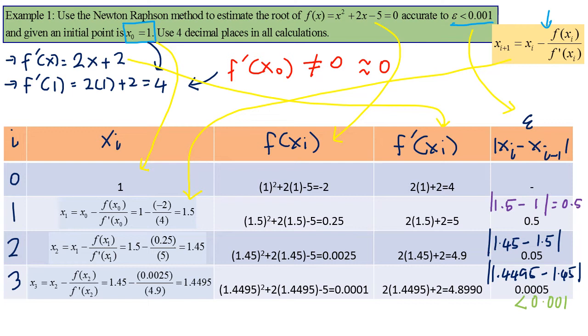So now you can stop your calculation because the epsilon value is already less than 0.001 as stated in the question. So your answer is this one. This is the answer.